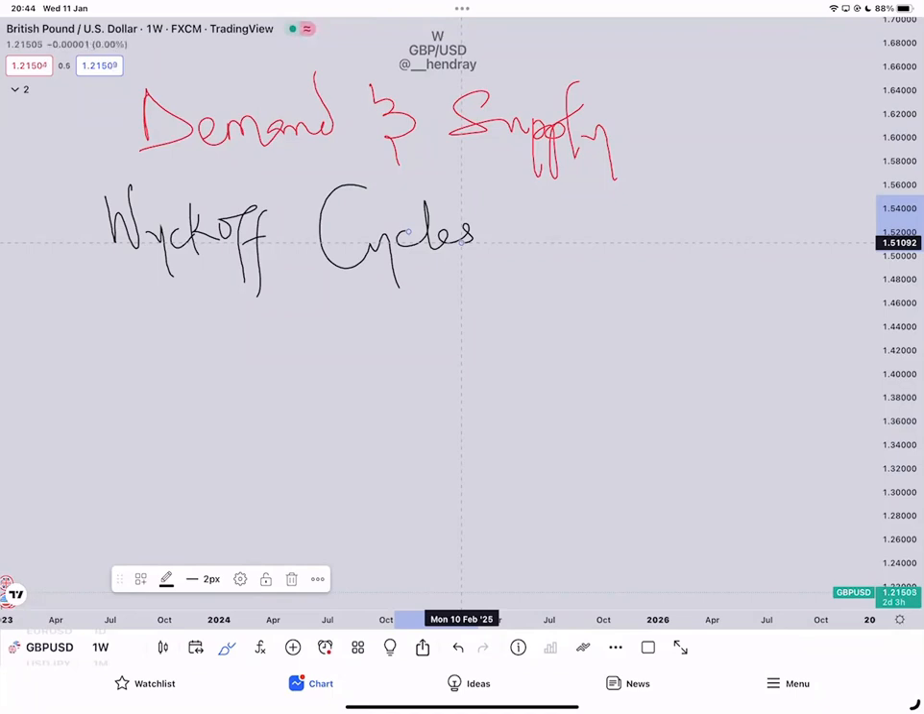Okay, so that's it. So for a Wyckoff cycle, majorly, we have the accumulation phase. Okay, so we have the accumulation.